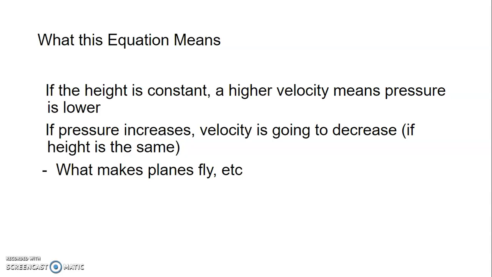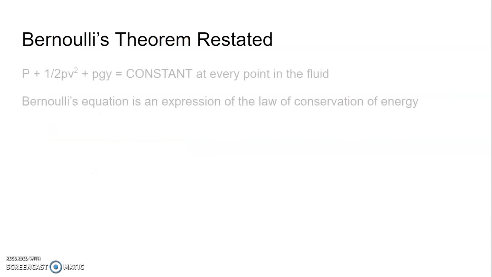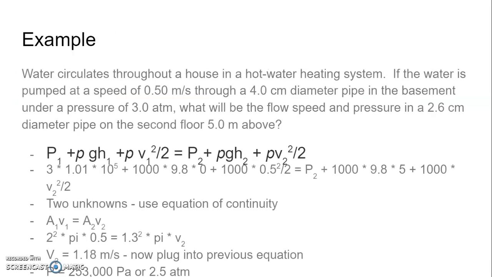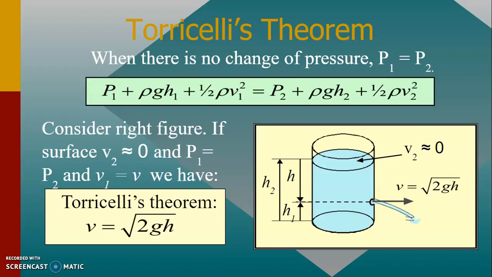So this is what makes planes fly, what makes arteries collapse if they're clogged. So we're seeing that this expression is constant at every point. So another way of thinking of it is a law of conservation of energy. So continuity, conservation of matter or mass, Bernoulli's equation, conservation of energy. Here's an example you can look through. Torricelli's then is if we have a specific leaky tower type problem, and it simplifies to square root of 2gh. I wouldn't worry about it. I just use Bernoulli's and cancel things out.